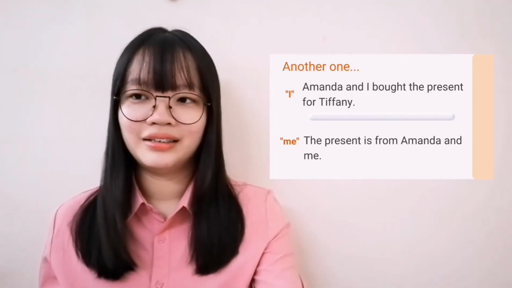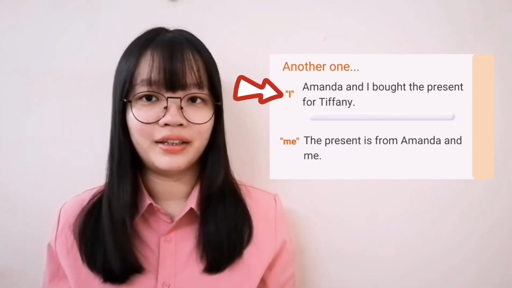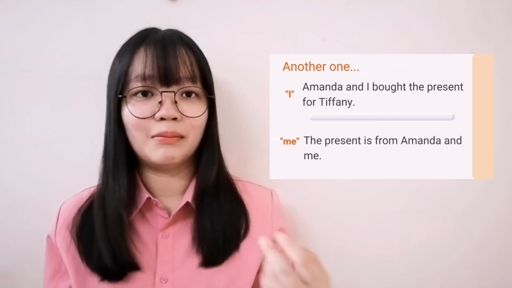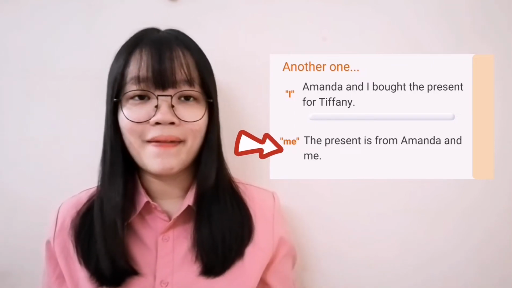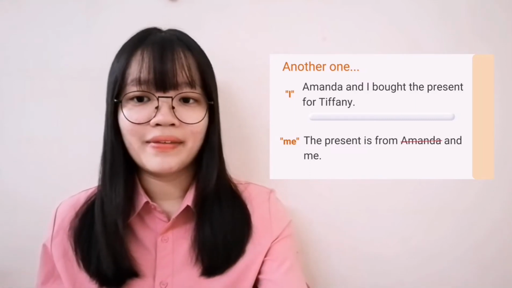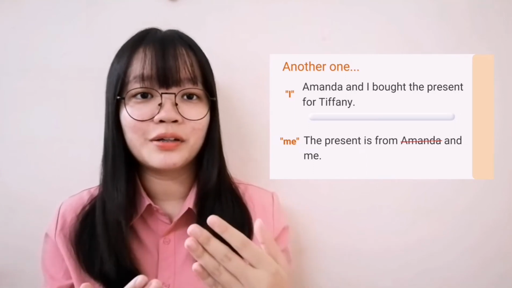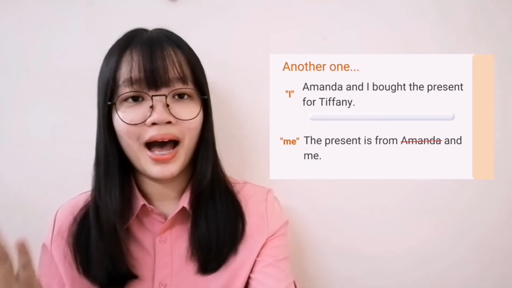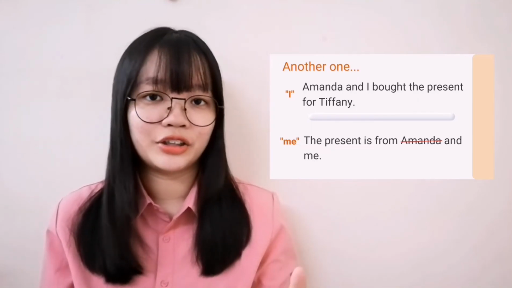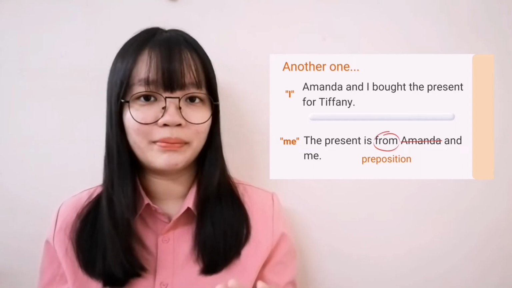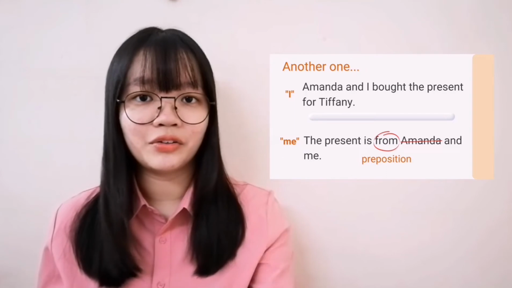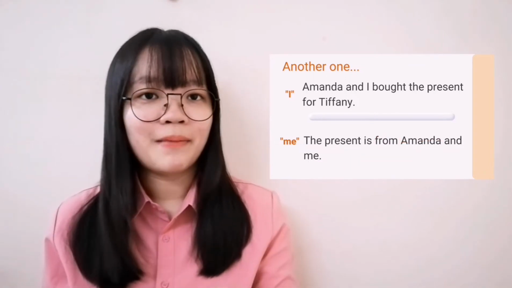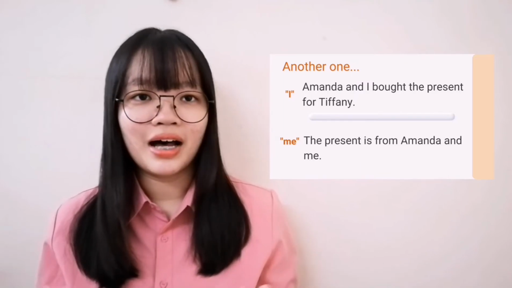Let's see another example. Amanda and I bought the present for Tiffany. So again, Amanda and I are the subjects in the sentence. So we use I, the subject pronoun. The present is from Amanda and me. Again, we remove Amanda from the sentence to see whether it's more suitable for us to use me or to use I in the sentence. The present is from me or the present is from I. So in this sentence, we can see there's a preposition here, which is from. We need to use an object pronoun after the preposition. So in this sentence, we need to use me, the object pronoun. The present is from me. Alright? So we add Amanda back to the sentence again. The present is from Amanda and me.